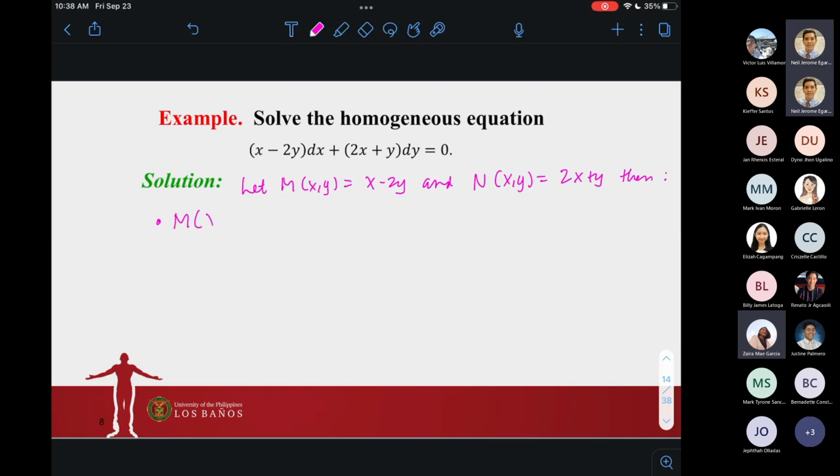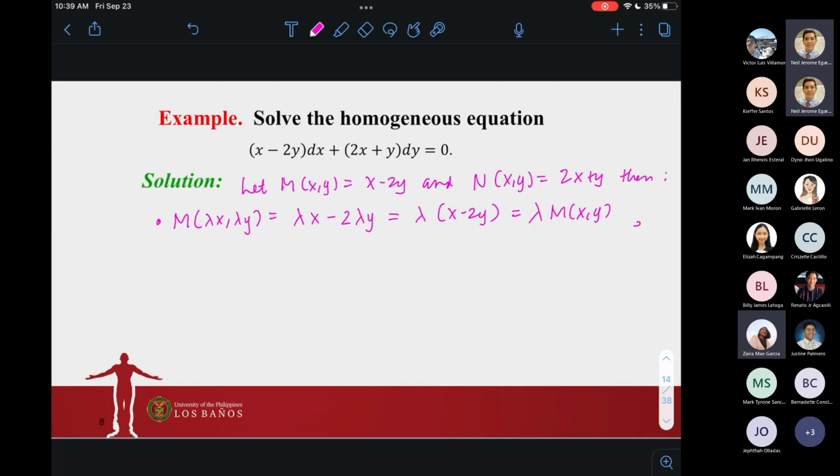First, yung M of lambda x, lambda y ay equal lamang kay, this would be lambda x minus 2 lambda y. And then I can factor the lambdas out. I'll have lambda ng x minus 2y. But x minus 2y is precisely M of xy. So this is lambda M of xy. So we can say that M is homogeneous of order 1. Right? And similarly, I'll do the same. I'll check kung ganun din yung degree ng homogeneity ni function N.